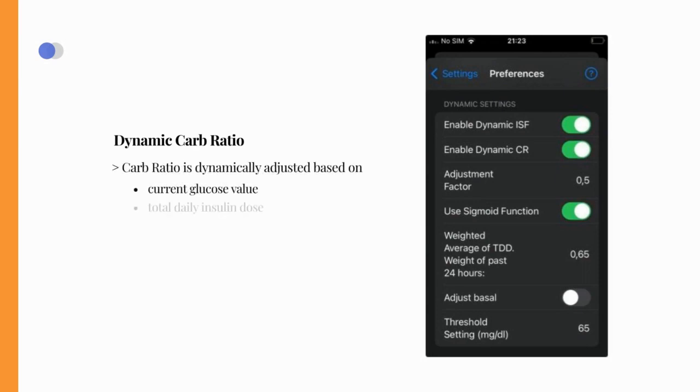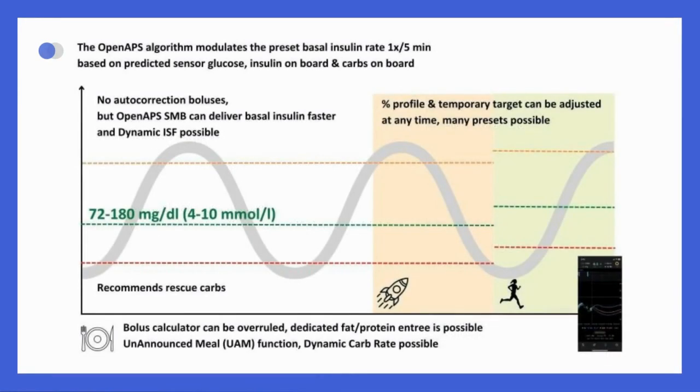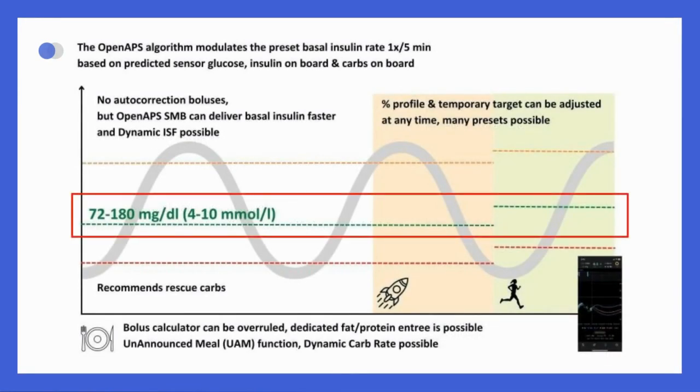If you enable dynamic carb ratio, your carb ratio will be altered every loop cycle based on your current blood glucose and total daily insulin dose. It is based on the fact that you might need a more aggressive carb ratio when you have a higher blood glucose. The target glucose value of iAPS can be adjusted between 72 and 180 mg per deciliter or 4 and 10 millimol per liter.